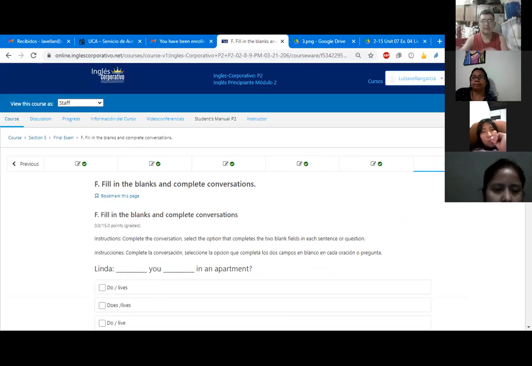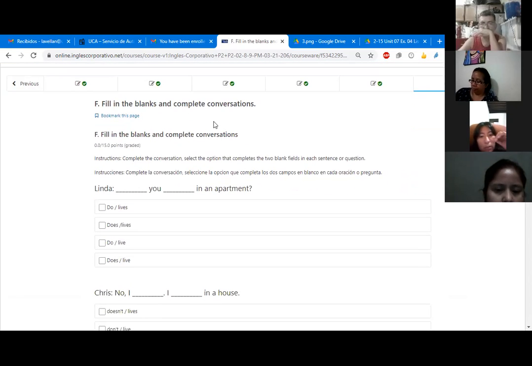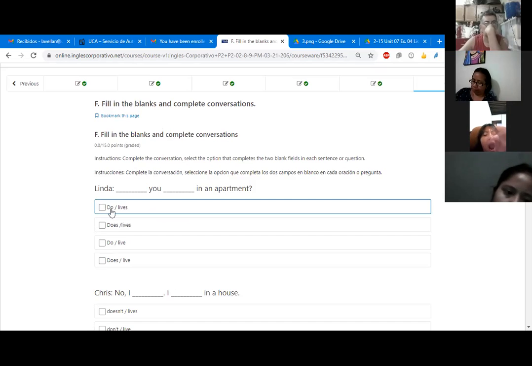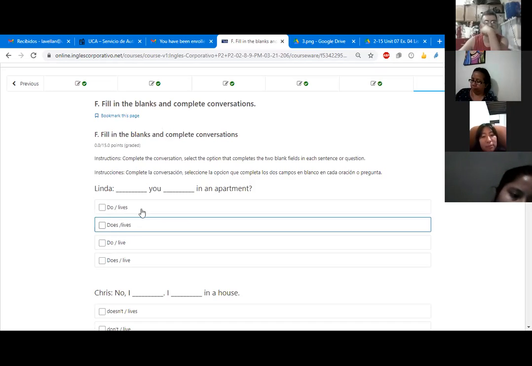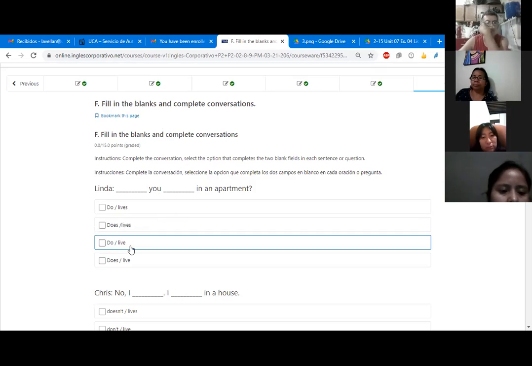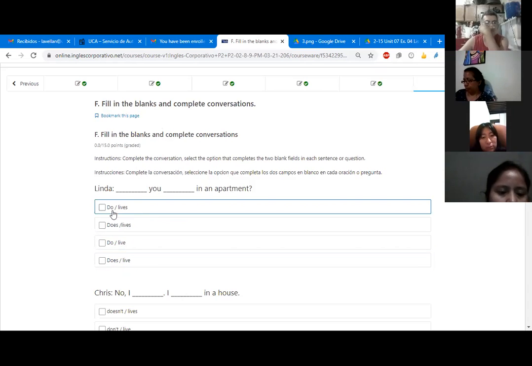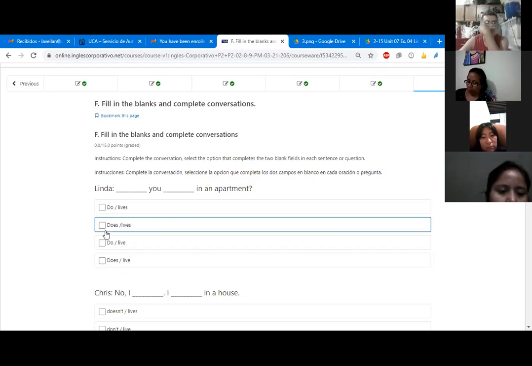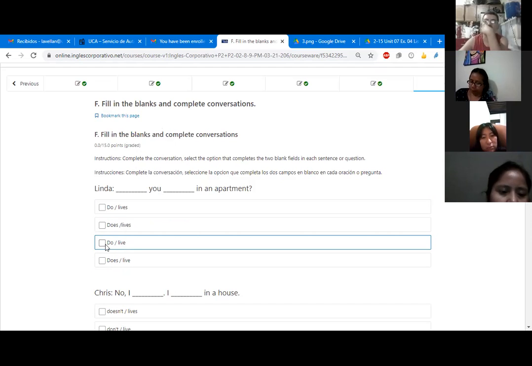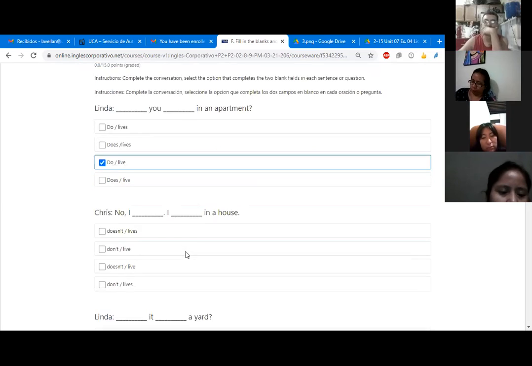Then we have one more. I think this is the last one, fill in the blank and complete conversations, right? Select the option that completes the two fields in each sentence or question. For example, here, do you live? Does you live? Do you live? Or does you live? Do you live?